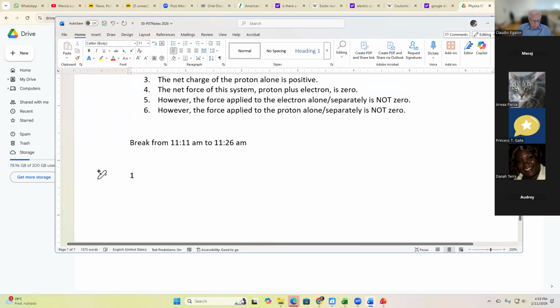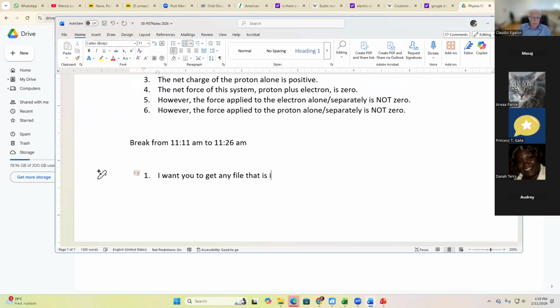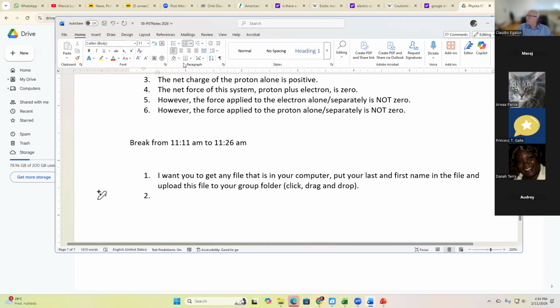First thing, one, I want you to get any file that is in your computer, put your last and first name in the file and upload this file to your group folder. How do you do that? Click, drag, and drop. Okay, can you do that? That's the first exercise that you're going to do.